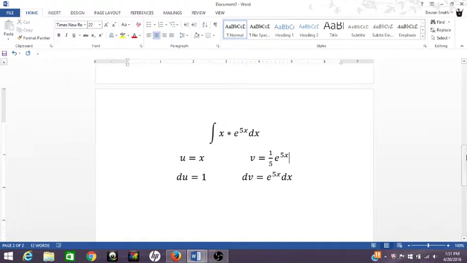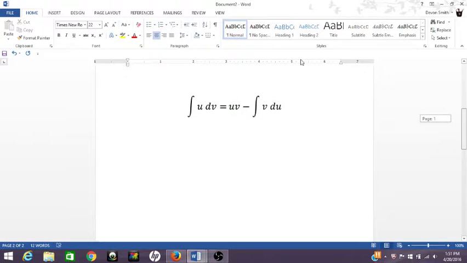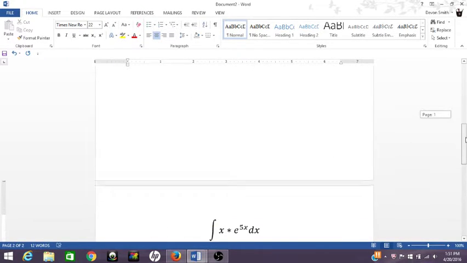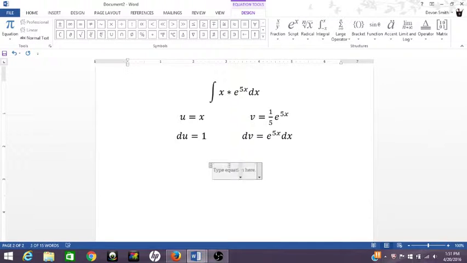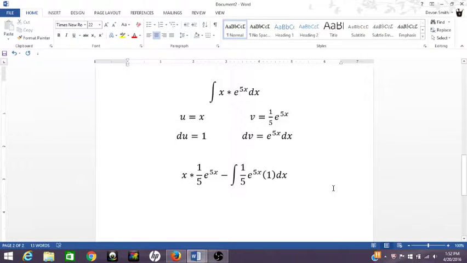And so once you've got all that, it's just a basic plug and chug here. So go up to the equation and plug all that in on the right side. So you have u times v, minus the integral of v du. And after that, it's just a real simple integral.